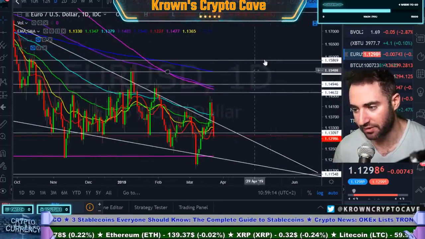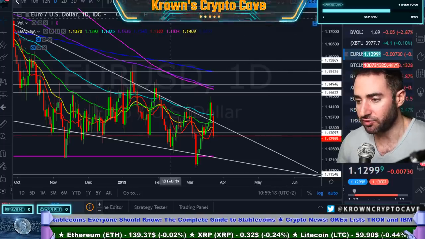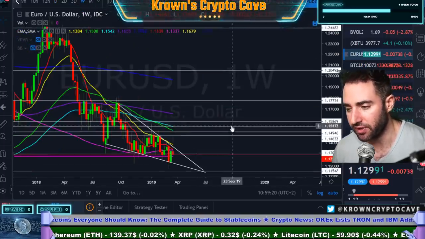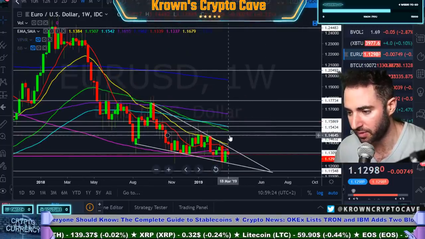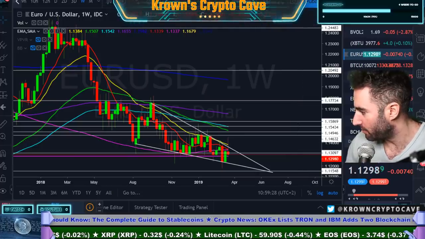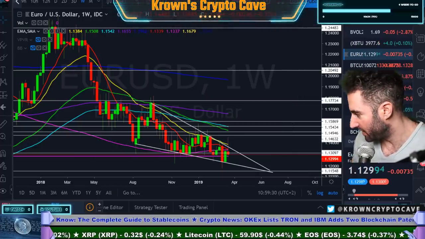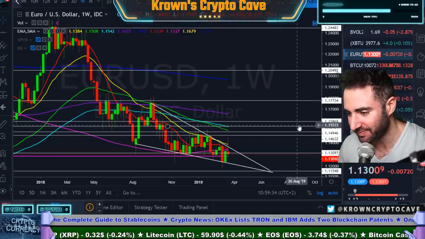Wow, massive rejection that we saw. Nice trade to anyone who caught that one too. I don't trade the euro versus dollar, but if you do, nicely done. Popping up to this horizontal right here, an immediate rejection. Did you look over at my Forexes right now? My God, it's going at the speed of light is what's happening. All right. Okay, so we talked about that.